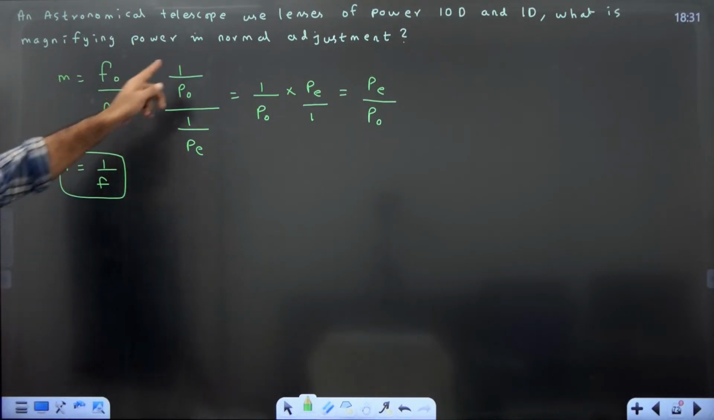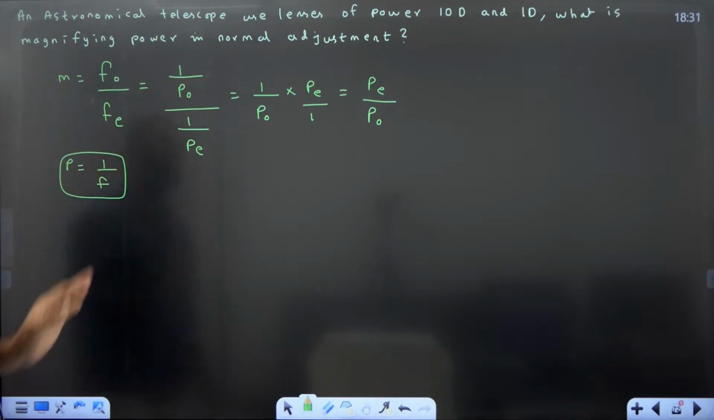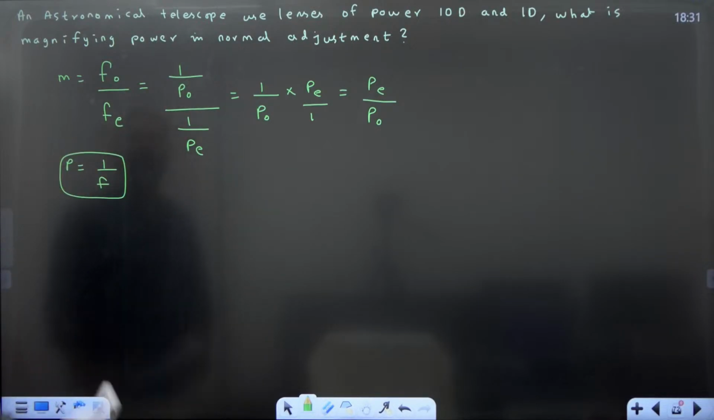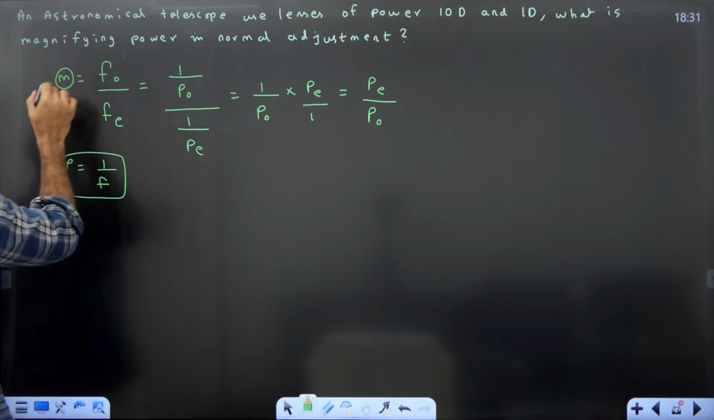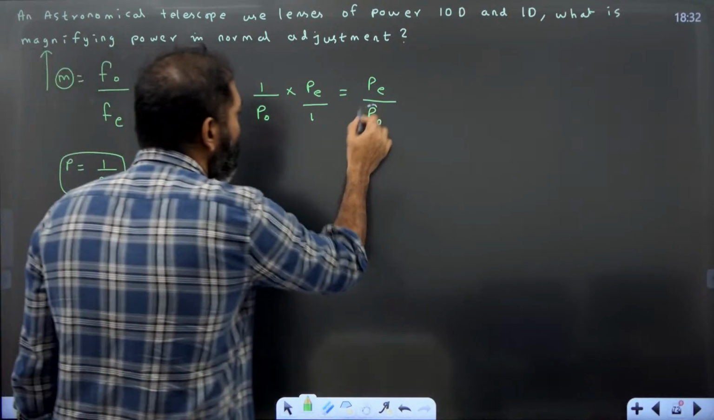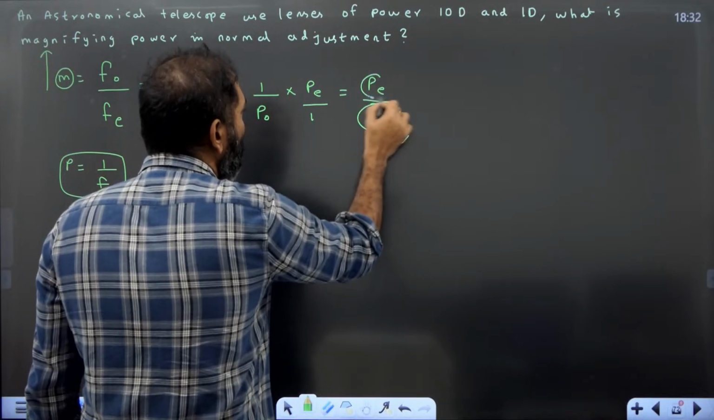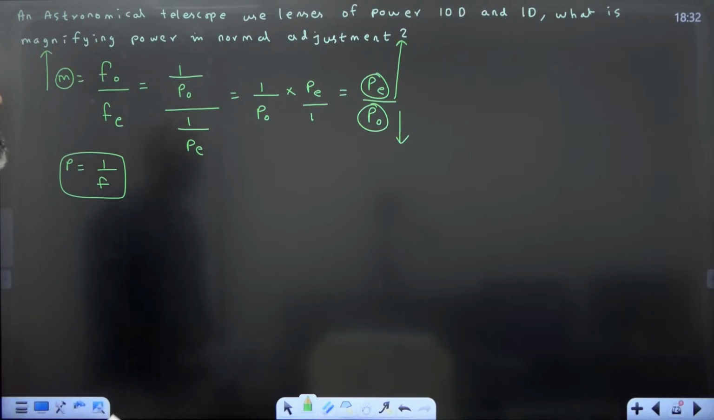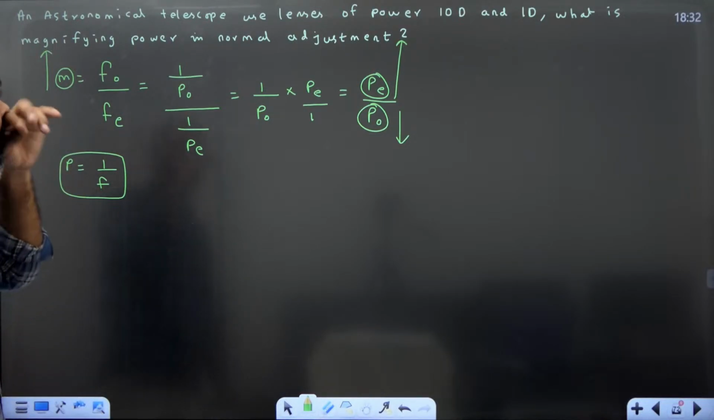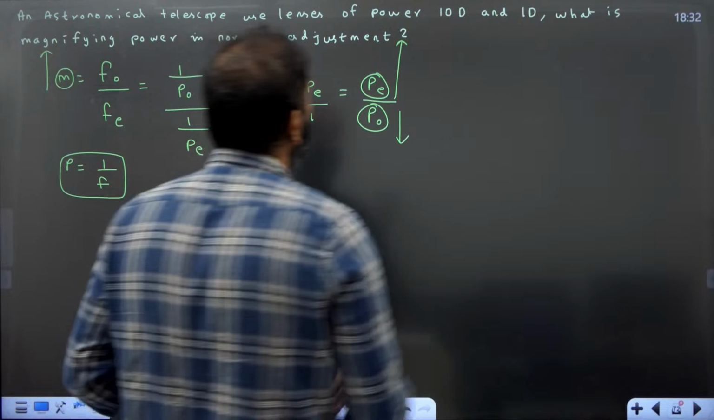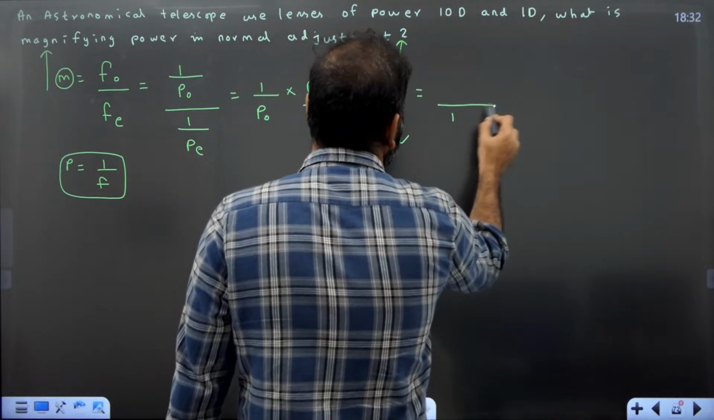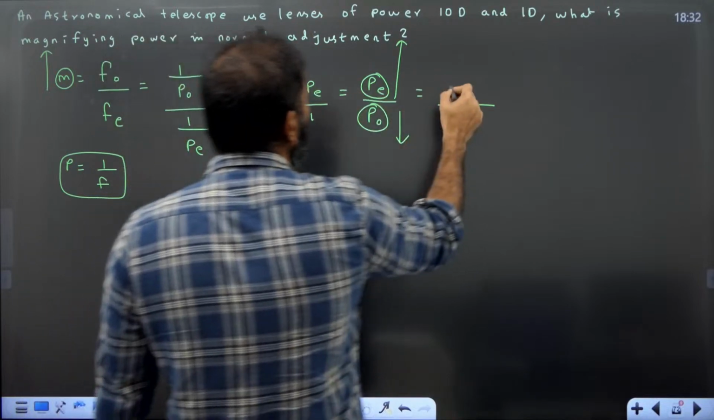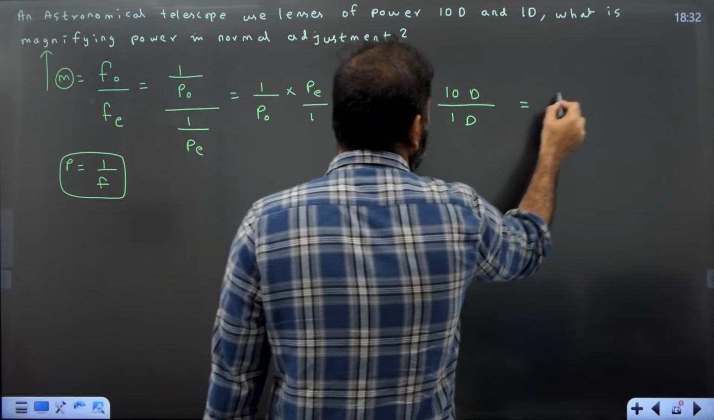Now normal adjustment means maximum magnification. So in order to make magnification maximum, power of objective should be minimum, power of eyepiece should be maximum. So the objective is the lens with minimum power, which is 1D, and the eyepiece is the lens with maximum power, which is 10D. So the magnification is 10.